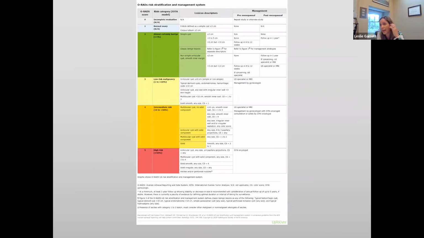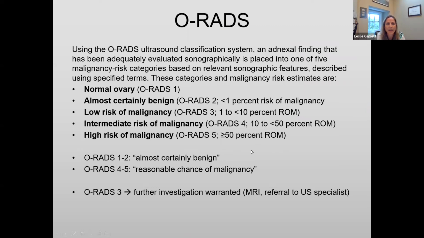Now more recently, you may have started seeing on your reports this O-RADS, right? We all know about mammography and the BI-RADS. And so O-RADS is radiology's attempt to simplify it. So here it is, so simple. This is O-RADS. Basically what they're trying to do is categorize and help the doctor who ordered the study to say, is this mass almost certainly benign, and therefore I can manage it as a generalist, or is there a reasonable chance of malignancy that I should not operate and I really should be sending this patient to a specialist?